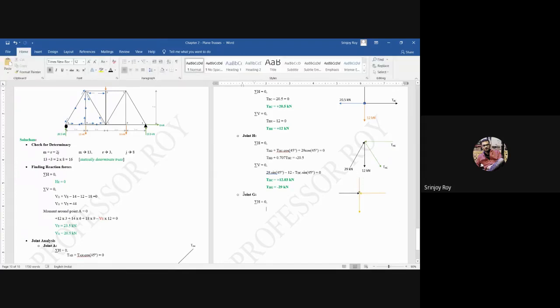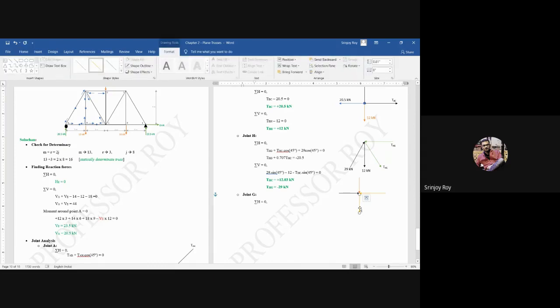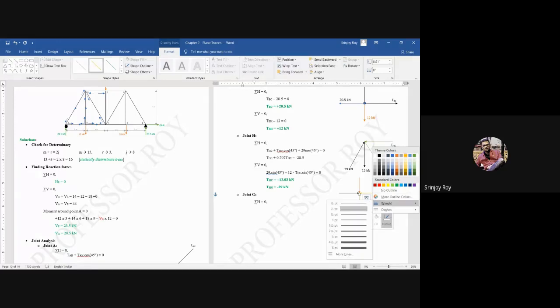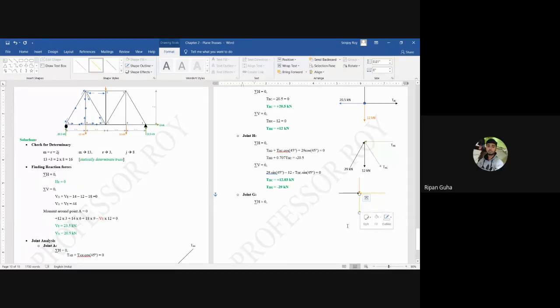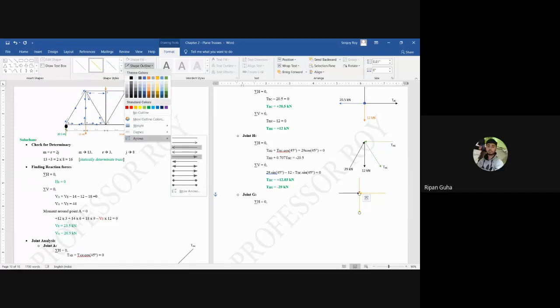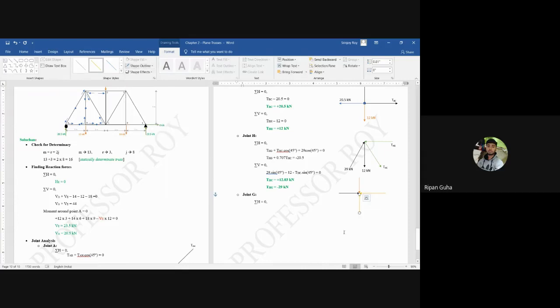Sir, take TGC as an upward force. हाँ हाँ वही मैं करने जा रहा हूँ, because otherwise we will get that negative. ठीक है.